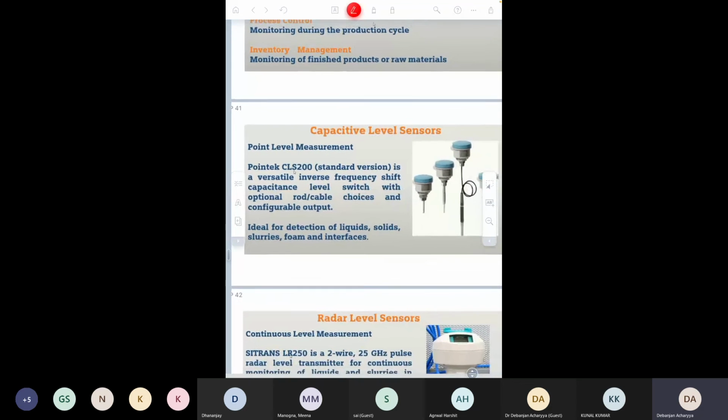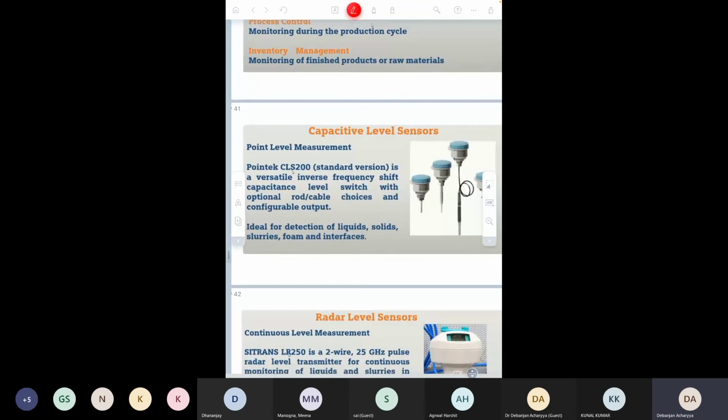Now comes capacitive level measurement. An example is the Pointex CLS 200. This is one example of point level measurement capacitive sensors, which is a versatile inverse frequency shift capacitive level switch with optional rod or cable choices and configurable output. It is ideal for detection of liquids, solids, slurries, foam, and interfaces.